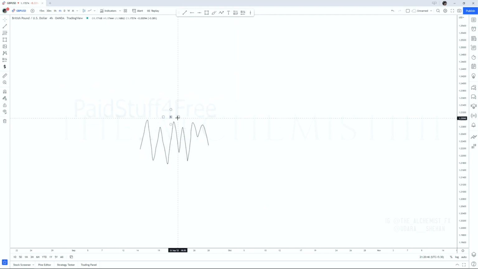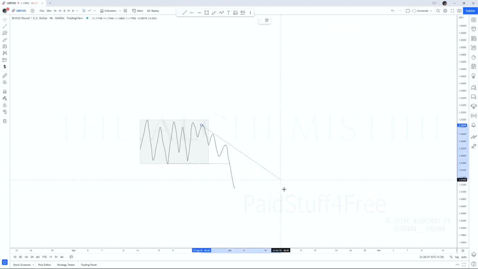In the same way, after the New York midnight time, we might get a false run in the opposite direction like this. So what happens? Sell stops are activated. Trend lines are forming, and then maybe bearish order blocks are forming.